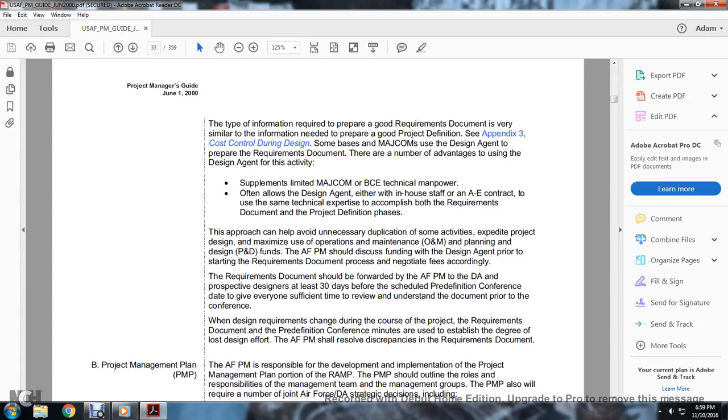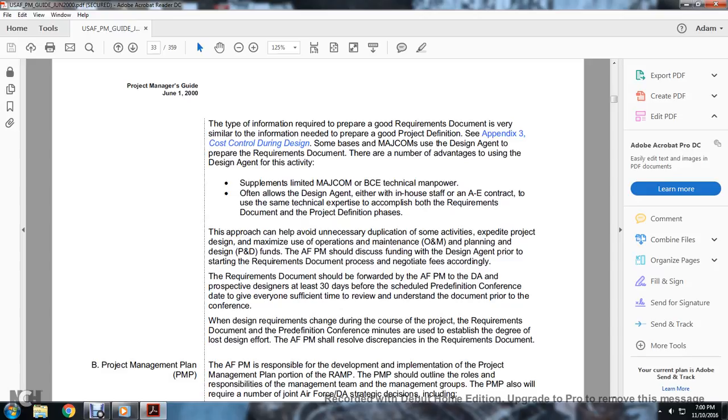The approach can be avoided unless unnecessary duplication of some activities is needed to expedite project design, maximize use of the operation, maintenance, and planning of the design and funds. The Air Force project manager should discuss the funding of the designing agent prior to starting the requirement documentation process and negotiate the fees accordingly.